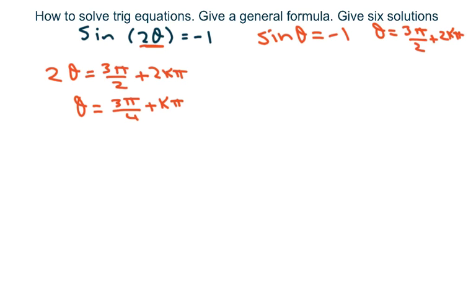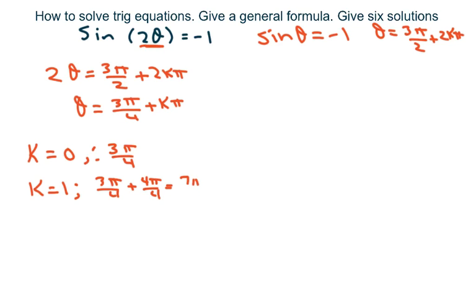So when you're doing your 6 solutions, we're just going to let k equals 0. And when k is 0, we're going to get 3 pi over 4. When k equals 1, we're going to get 3 pi over 4 plus 4 pi over 4, which gives me 7 pi over 4. And when k equals 2, we get 3 pi over 4 plus 8 pi over 4, which is 11 pi over 4.